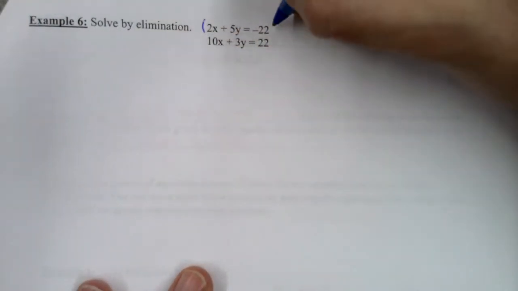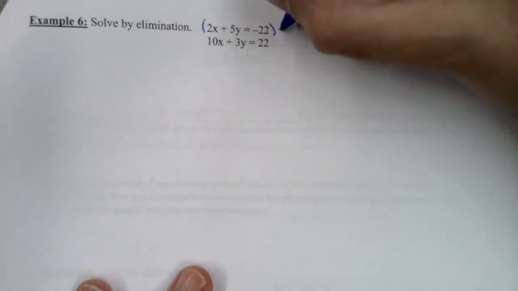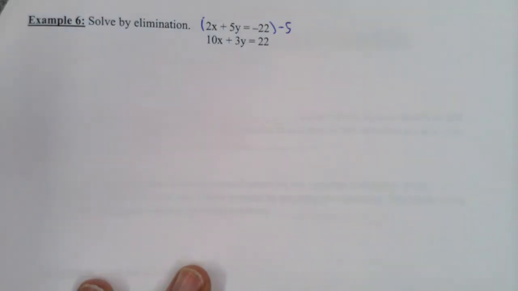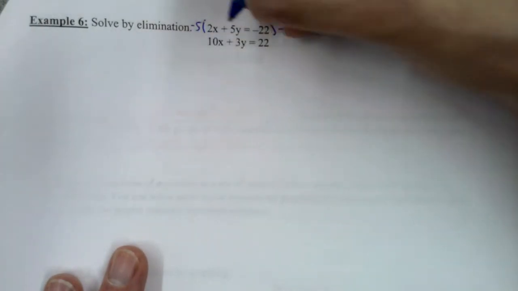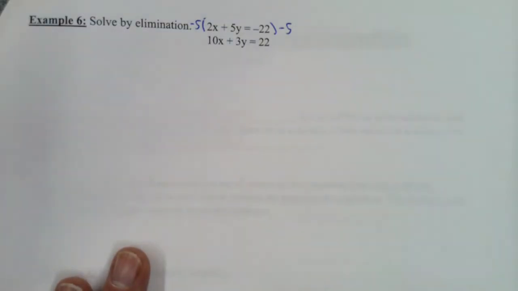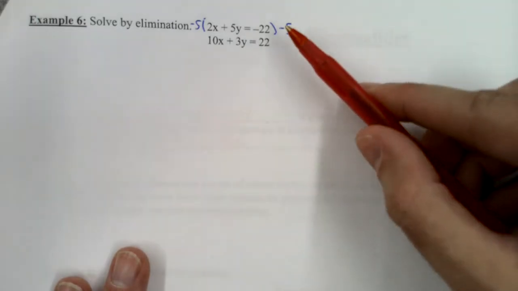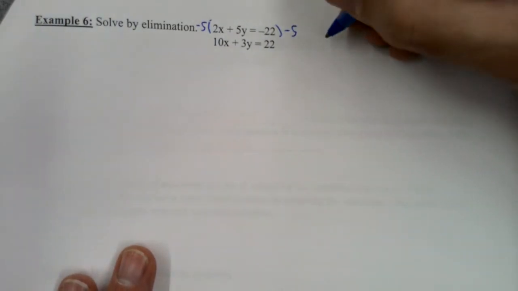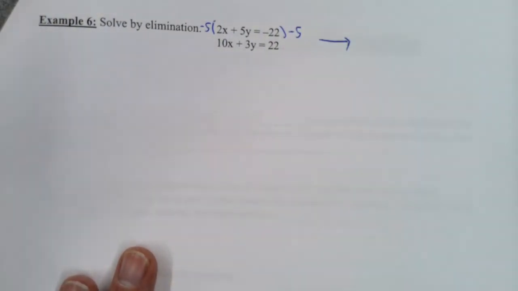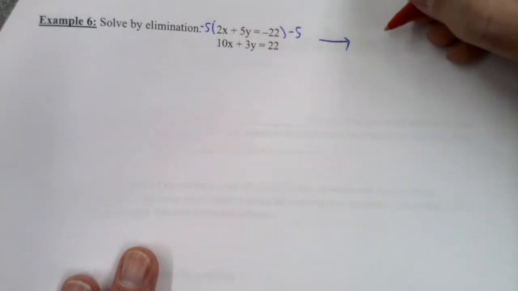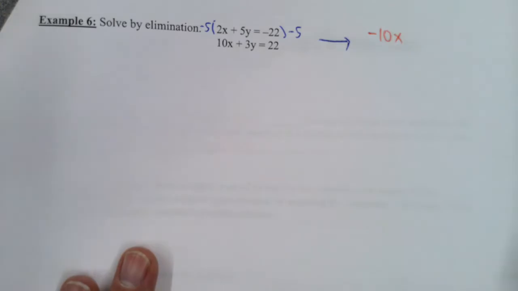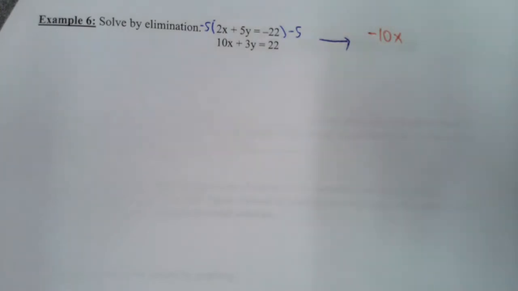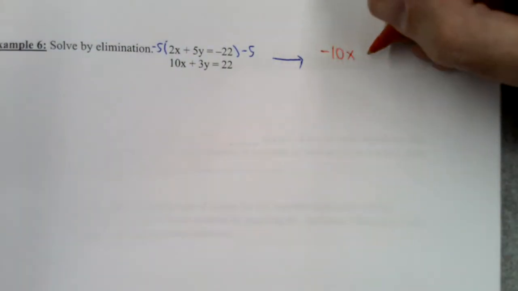If you multiply the top equation by negative 5, let's say. Let's multiply the top equation by negative 5. I'm writing down times negative 5 times negative 5. That's what I did right there. So if I multiply each by negative 5, what do I get? The top equation becomes negative 5 times 2x is negative 10x. Negative 5 times 5y becomes negative 25y.